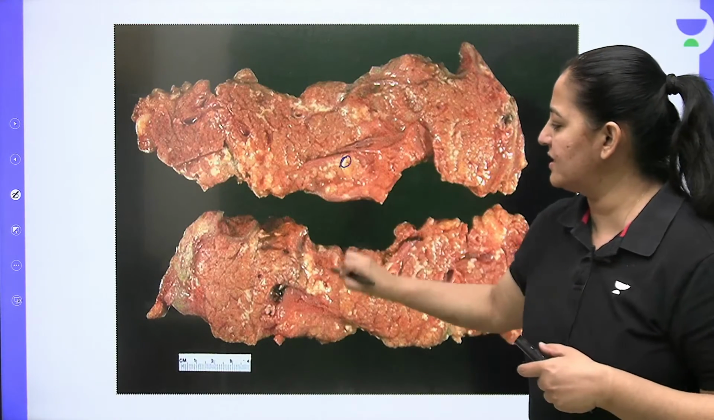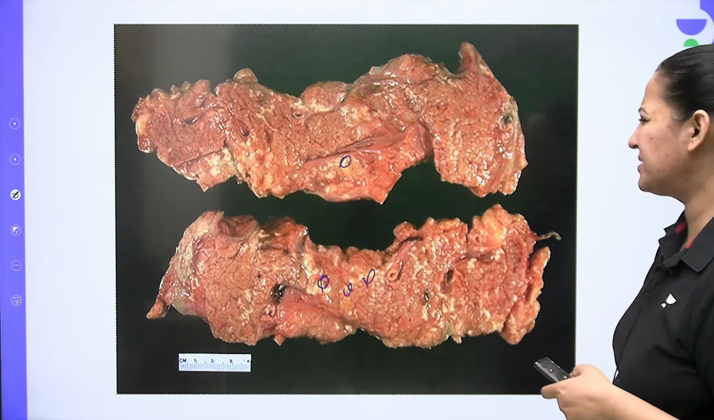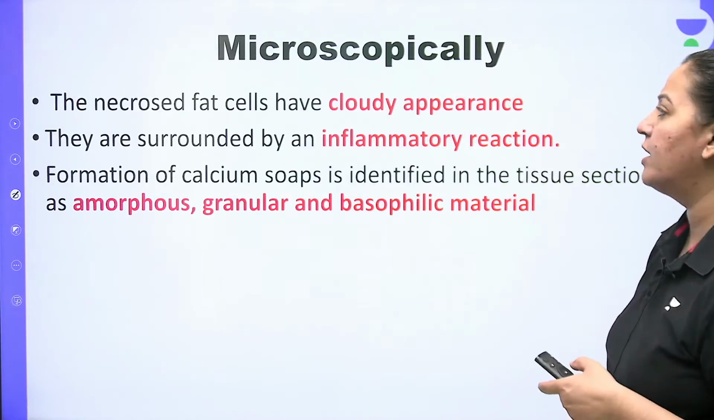In the pancreas, you can see this one. It is chalky white in appearance. The word is chalky white. Gross is not very important, but if you want to learn, it's good.